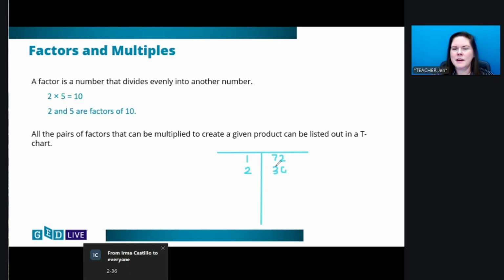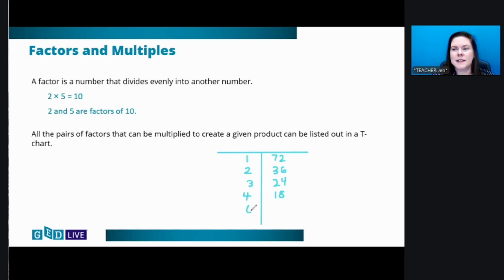36. And 3 and 24. Okay, you can always use your calculator if you're like, I don't know if 3 goes in there. Okay, 4 goes in, right? 4 times 18, yeah. And then we say, does 5 go in? No. For 5 to go in, the number has to end in a 0 or a 5. 6 goes in. Good. 12 times.